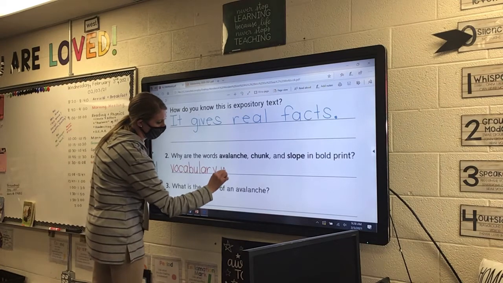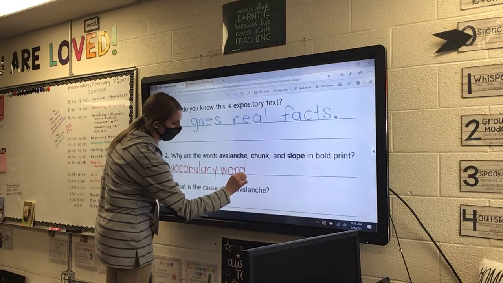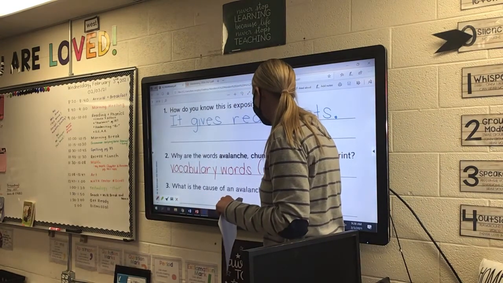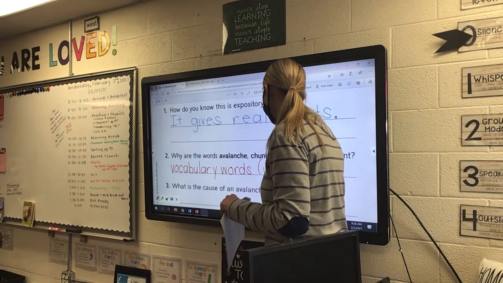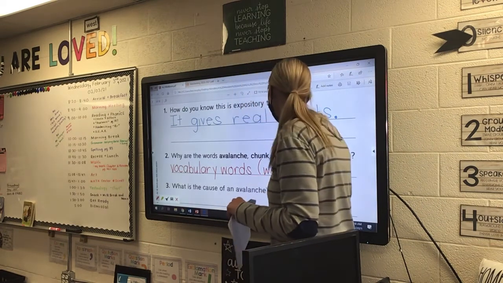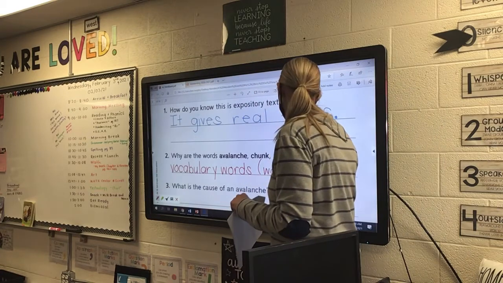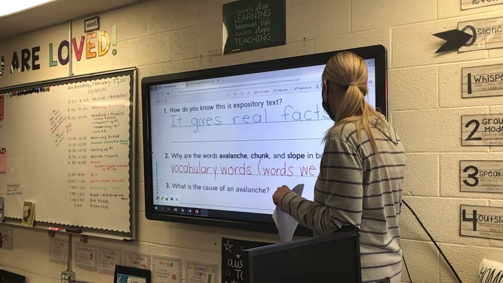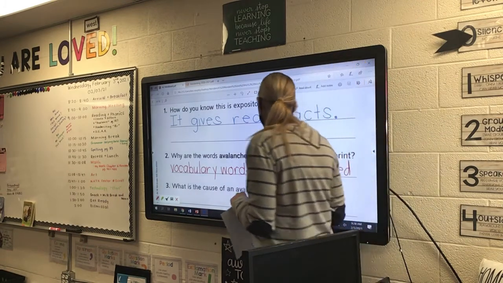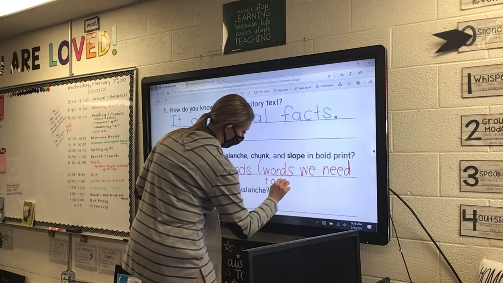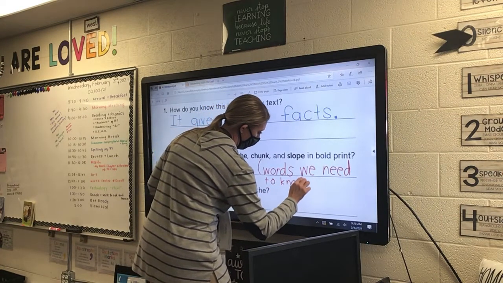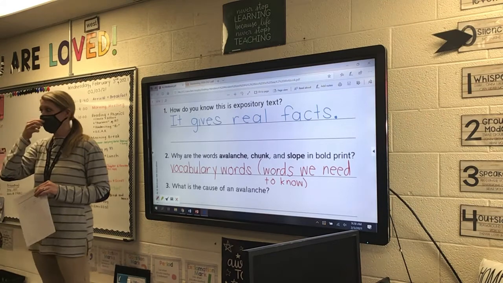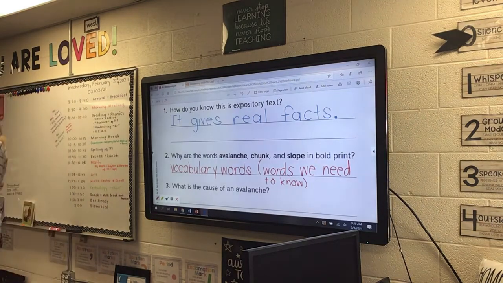You don't have to write this, but you know vocabulary words are words we need to know. I just want to write it so that you know that vocabulary words are words we need to know. If you want to write it, you can. But that's why we do vocabulary words every week, because these are the words you need to know for the rest of your life.